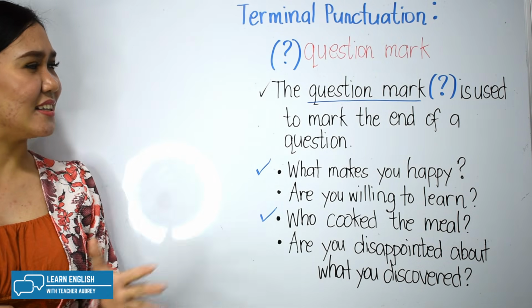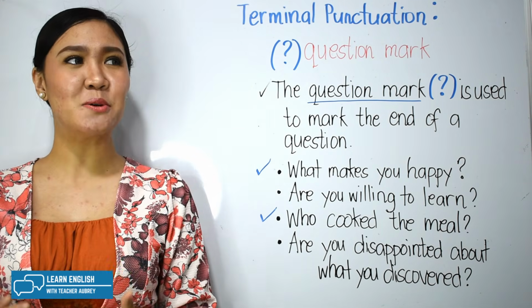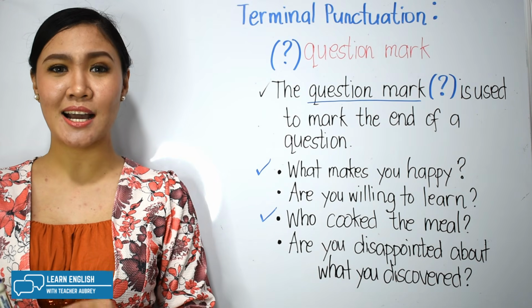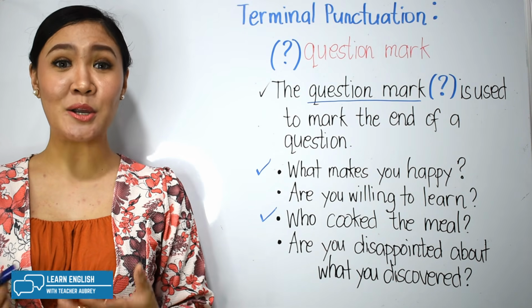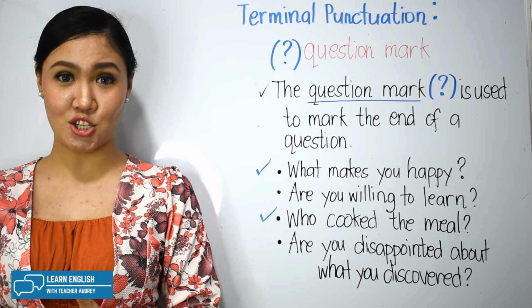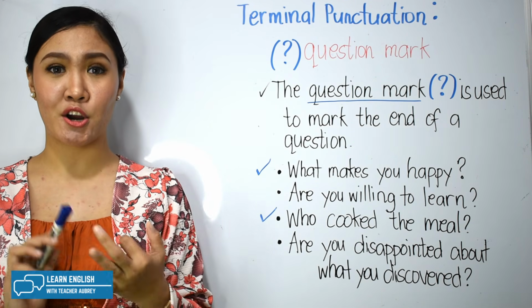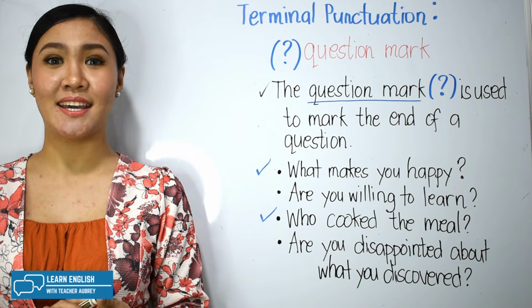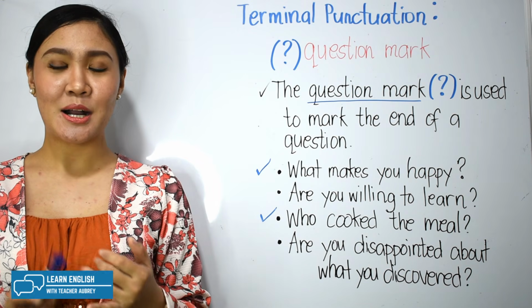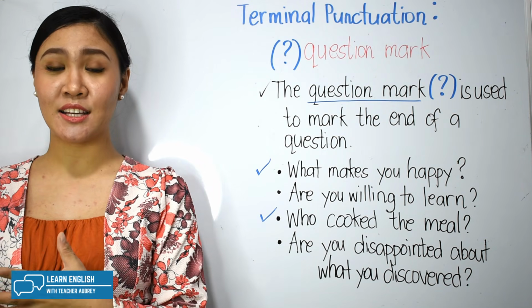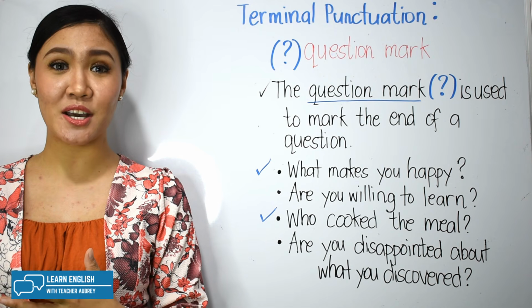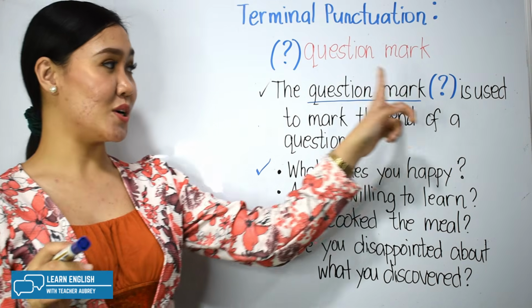At muli balikan natin dito sa question mark. Ano-ano nga ba yung mga salita in English na ginagamit natin sa pagtatanong? Mayroon tayong tinatawag na WH. We have the what, where, who, when, why, and how. Kapag yun ang umpisa ng inyong pangungusap at nagtatanong kayo, lagi ninyong gagamitan ng question mark.